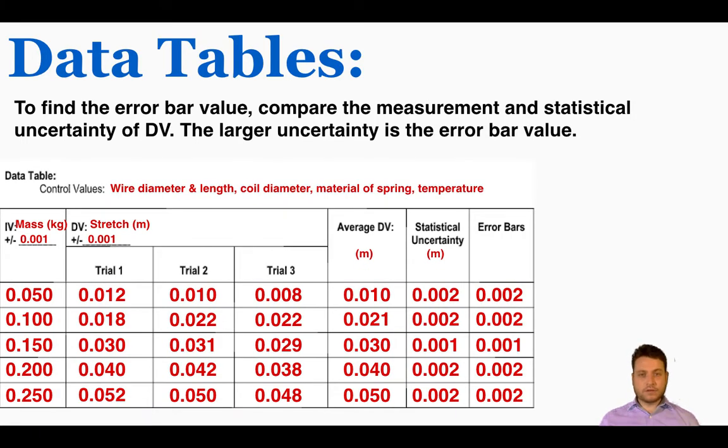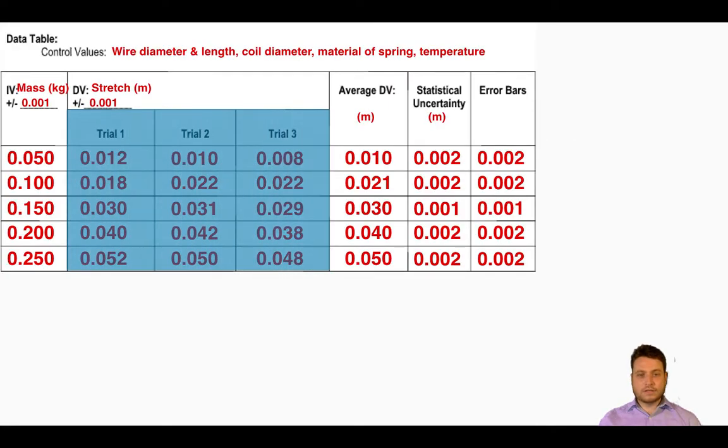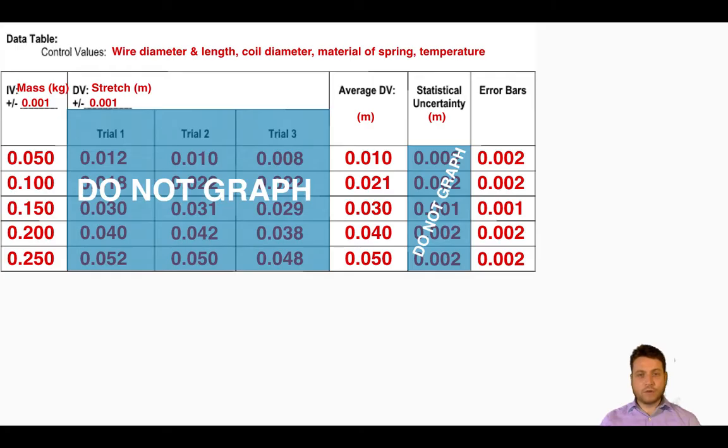The last thing that you need to know about data tables is which part of the table you will take with you to your graph, which parts of this table you will actually graph. So this section and this section is the part that you will not graph. The reason why is that these sections really exist to get you to other sections of your data table. The only reason you take the trials is to get to an average DV measurement. And the only reason you find the statistical uncertainty is to get to your error bar value. So these things are not actually going to graph.